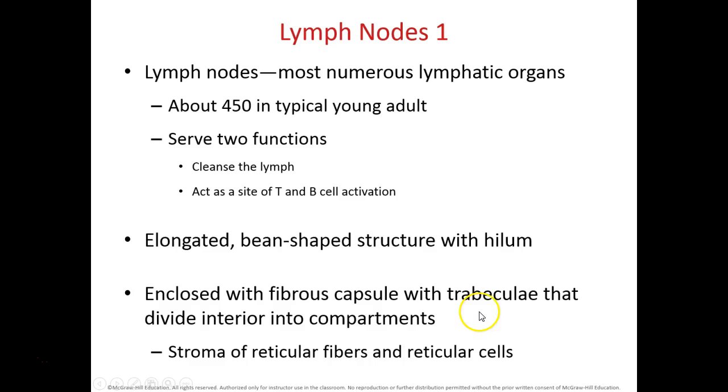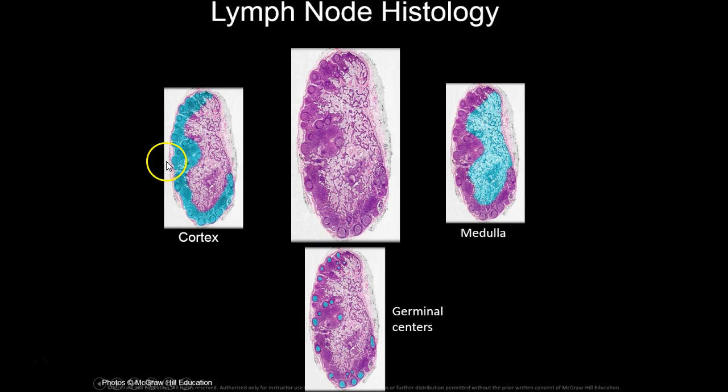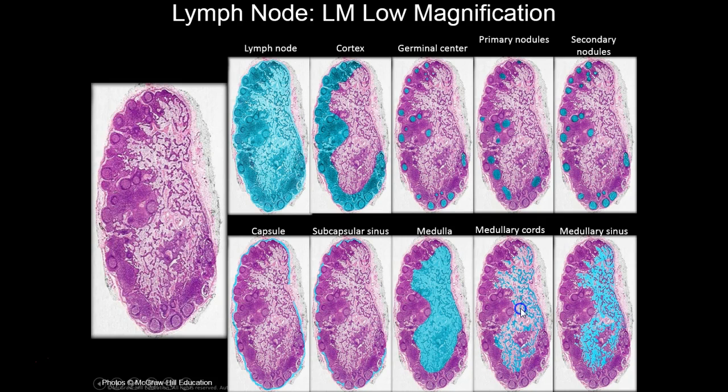Enclosed with the fibrous capsule and trabeculae that divide the interior into compartments, and then the stroma of reticular fibers and reticular cells. All right, so here's showing the cortex, the outer portion, then the medulla is the inner portion. And this looks very similar to what a kidney looks like, and we'll look at that as well. Now, the difference is lymphatic vesicle has these germination centers, and we'll talk about what those are as well.